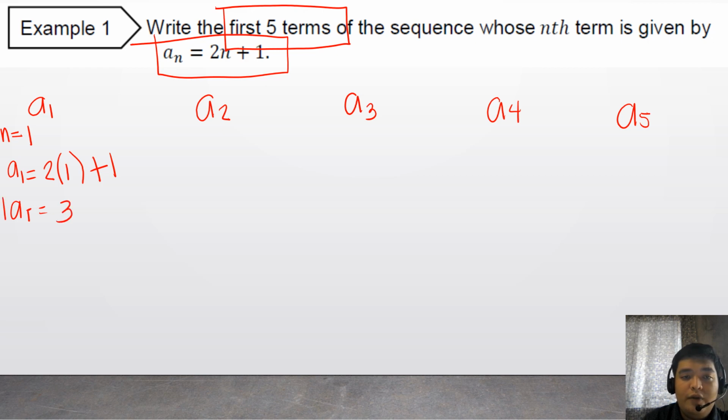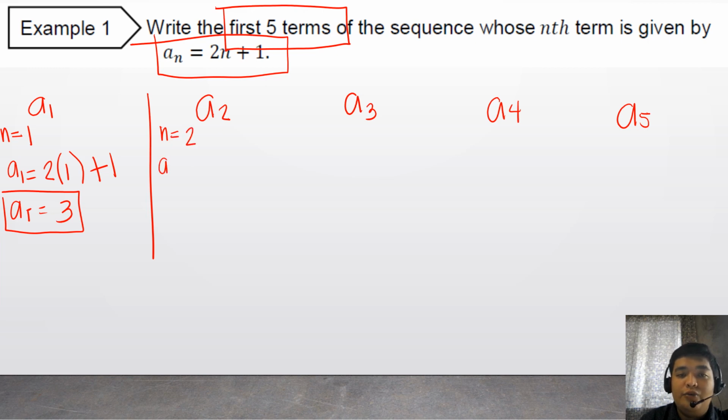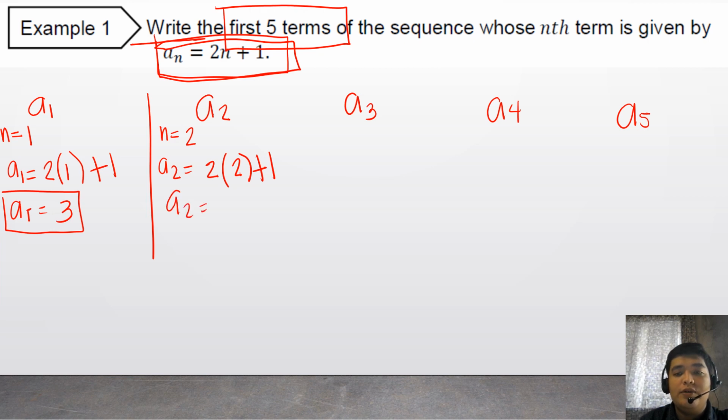So this is our first term. Second term, A sub 2, our n here is 2. So A sub 2 equals 2 times 2 plus 1. Again, you just substitute into the general rule, or the general term. So A sub 2 is 2 times 2 is 4, plus 1, that is 5. So this is your second term.